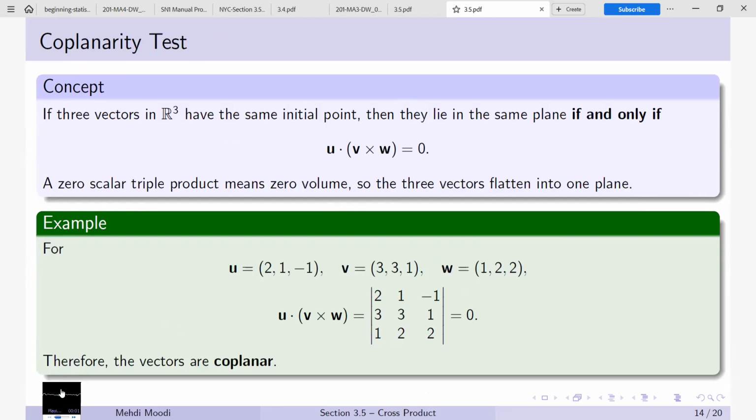If the volume is 0, the vectors do not build a real 3D box. They collapse into a plane. It is like trying to pitch a tent and discovering all the poles are having a lazy day.